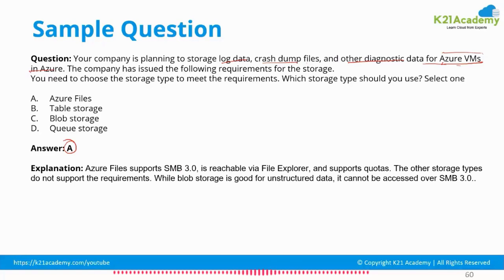Azure Files uses and supports SMB 3.0, is reachable via File Explorer, and supports quotas. The other storage types do not support the requirement. While blob storage is good for unstructured data, it cannot be accessed over SMB 3.0, and it has to be for Azure VMs, so on those VMs the connection should be there. So that is the reason why they are saying Azure Files rather than going for blob storage.